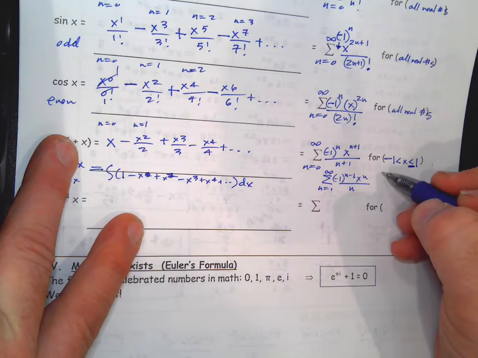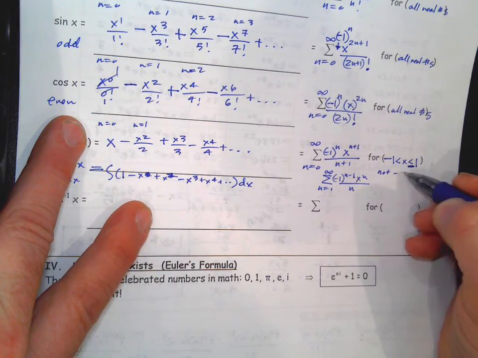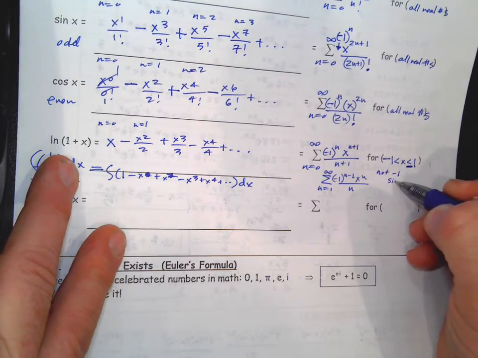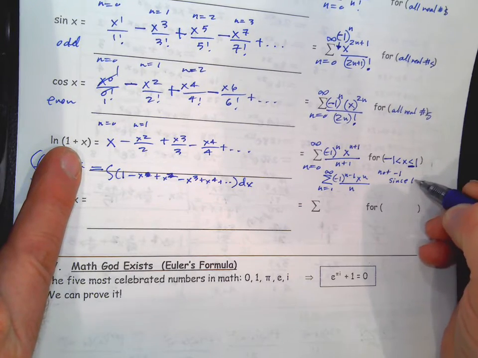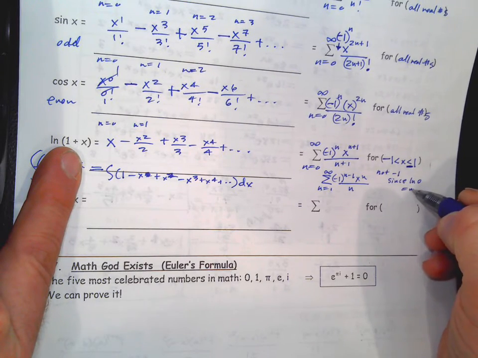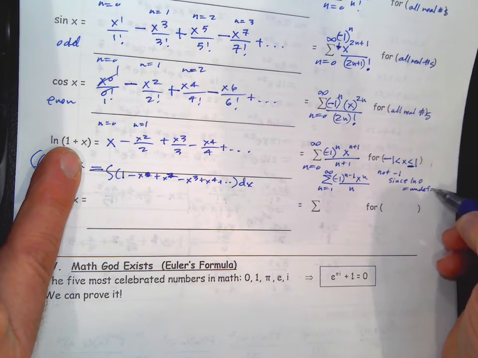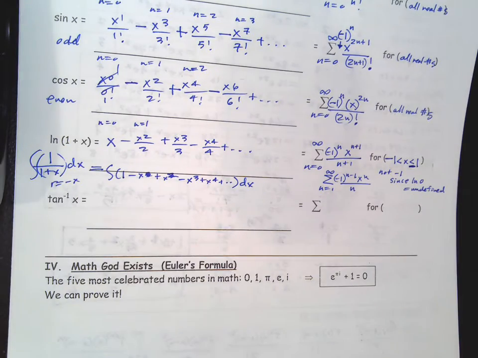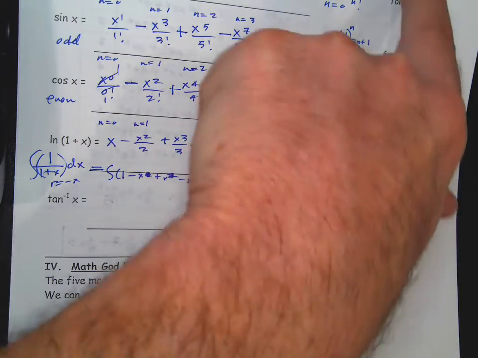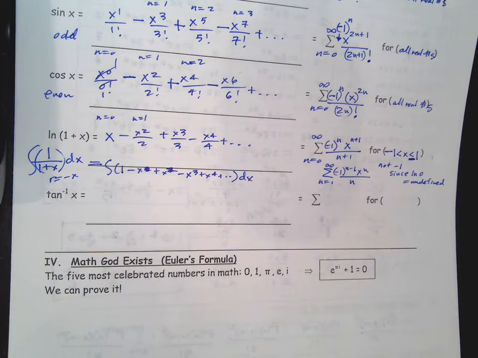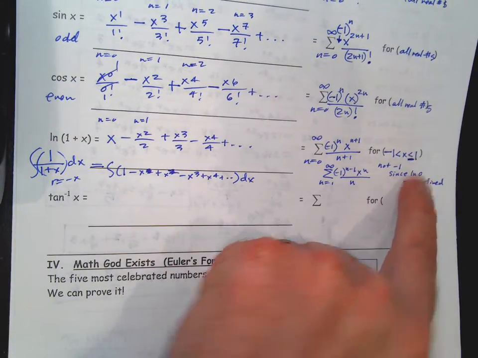It doesn't include negative 1, since if you plug negative 1 into natural log of this, you get natural log of 0, which is undefined. So it makes sense that we don't include negative 1 just because the function doesn't exist there. On these other ones, usually it's negative 1 to 1 and it doesn't include the boundaries, but this one does include that boundary.